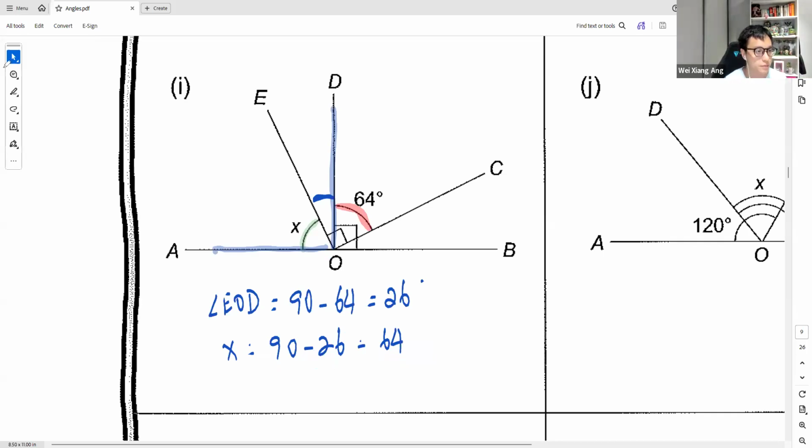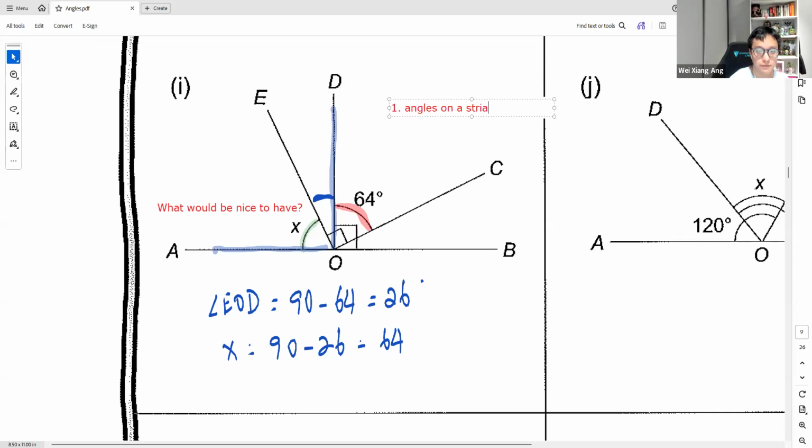So let me repeat the important thought process. If you're stuck or the diagrams are complicated and you don't know where to start, ask yourself, what would be nice to have? Then you start from there. Now this is the way to think. What else have you all learned? You have learned the three properties in this chapter.